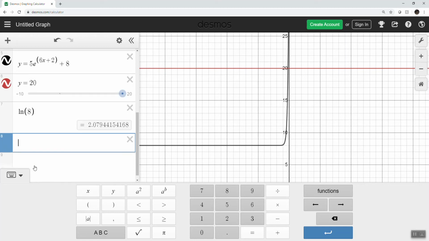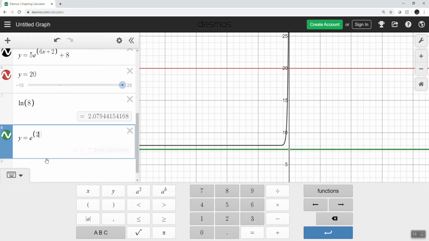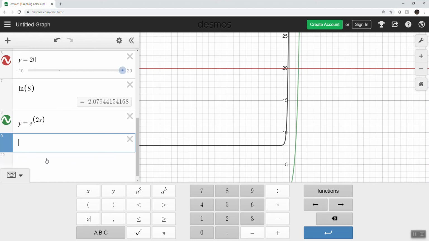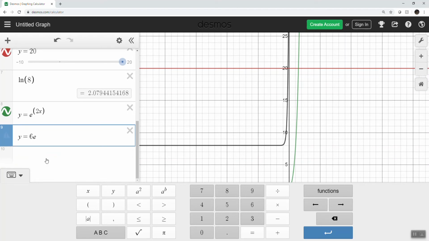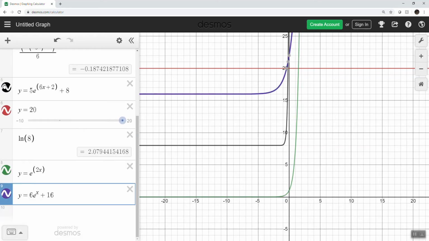All right, let's do a graphical method. So in this case, I'm going to do y equals e to the 2x. That was the left side. I'm doing the intersect function. And then the right side was y equals 6e to the x plus 16. Well, I switched the order, but whatever. So I got to hide these other two things.